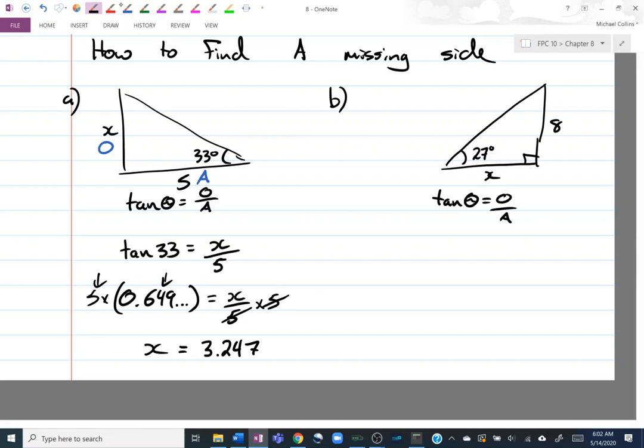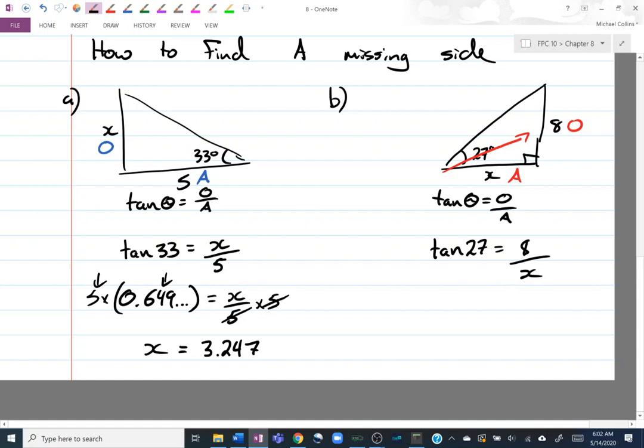I'm going to go ahead and label the sides of my triangle. The side opposite, let me do that in a different color. The side opposite is opposite. The side right beside is adjacent. So that tan, substituting all the things I know, of 27 is equal to opposite, which is 8, over adjacent, which is x.